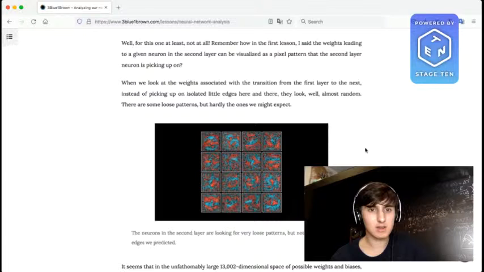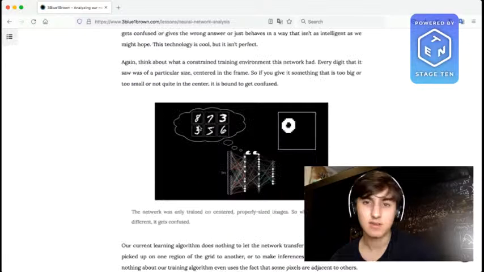As you spend time playing with the network, you'll start to find all kinds of edge cases where it gets confused or gives the wrong answer or just behaves in a way that isn't as intelligent as we might hope. The technology is cool, but it's not perfect. Again, think about what a constrained training environment this network had. Every digit that it saw was of a particular size, centered in frame. So if you give it something that's too big or too small or not quite in the center, it's bound to get confused.